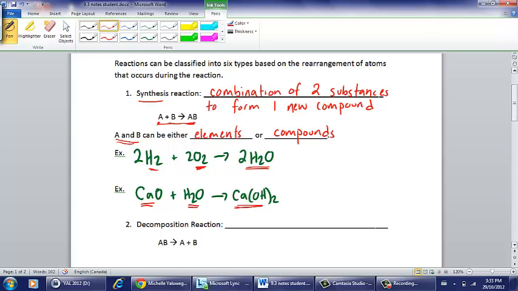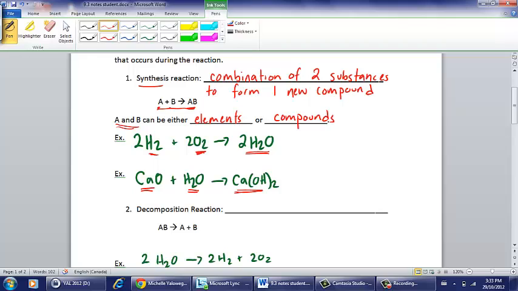Second type of reaction we will be looking at is something called a decomposition reaction. When something decomposes, you know that it breaks apart. So this is when a compound breaks apart into either individual elements or into simpler compounds. This appears as a skeleton equation exactly backwards of a synthesis reaction. So we have AB joined together as a compound here, breaking apart into A plus B.